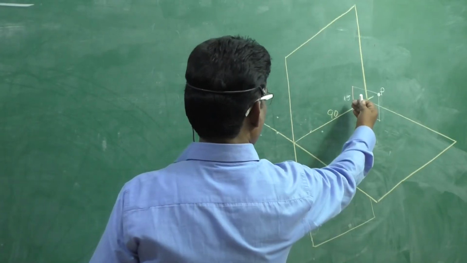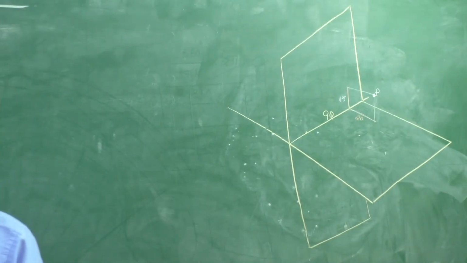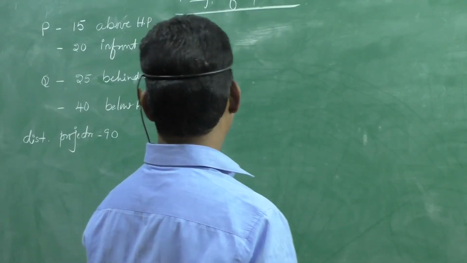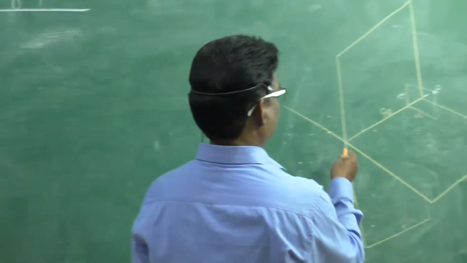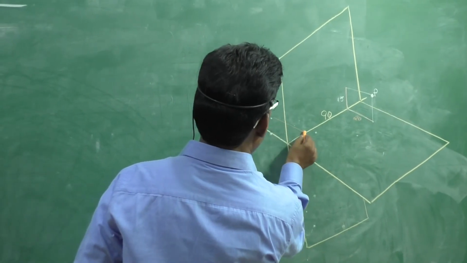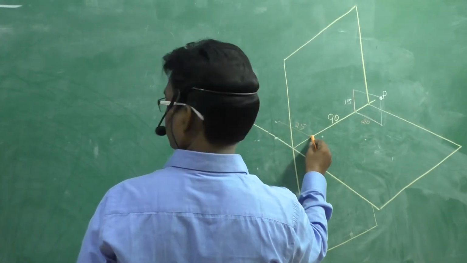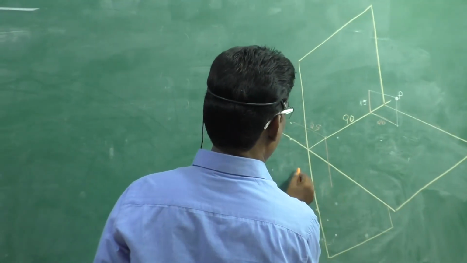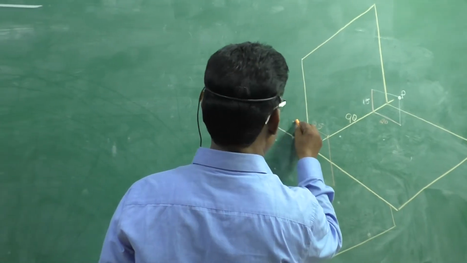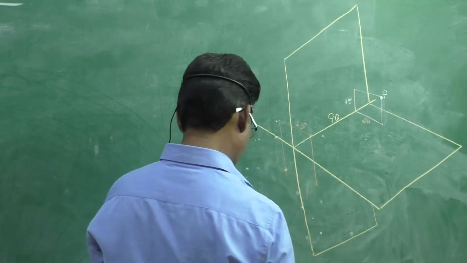The distance between the projectors is equal to 90 mm. Therefore, see, it is behind VP 25 mm and 40 mm below HP. Okay, therefore, behind VP, let it be 25. Right? Next, below HP 40 mm. This is 40 mm. Now, the respective position we can draw. This is the position of point Q.